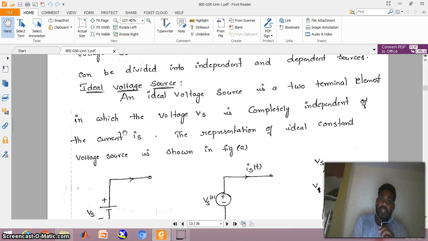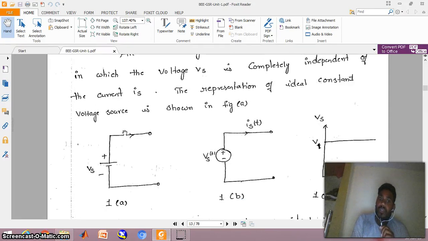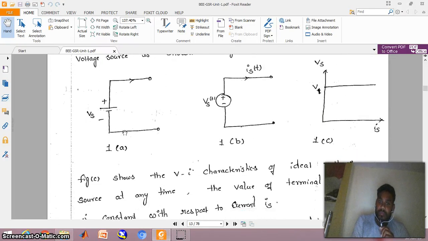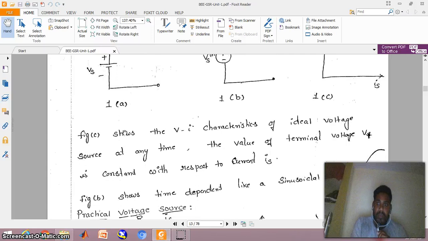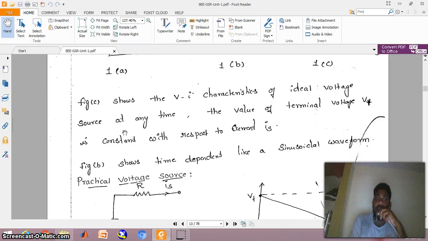Ideal voltage source. An ideal voltage source is a two-terminal element in which the voltage Vs is completely independent of the current Is. The representation of an ideal constant voltage source is shown in the figure below. The three figures are the graphical representation of an ideal voltage source. Figure C shows the VI characteristics of an ideal voltage source.